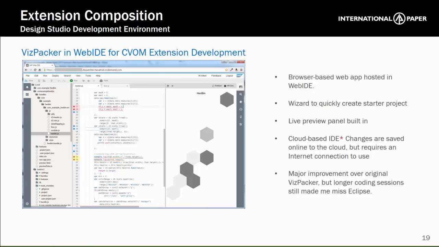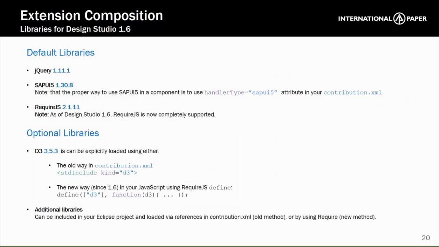Just something to think about is that it is a cloud-based IDE, which sometimes would make your information security group or legal group freak out. You can do this stuff in Eclipse, but Web IDE with the VizPacker plugin is a great way to generate all the boilerplate code for you. If you do decide to develop a CVOM chart extension, you'd want to get that boilerplate code somehow and start at least there.